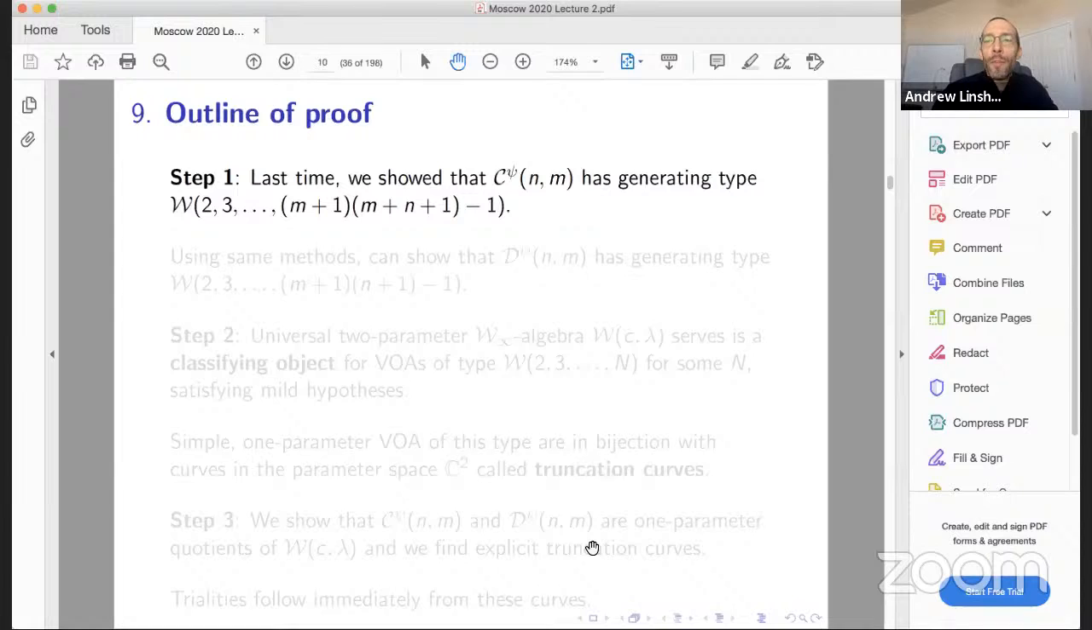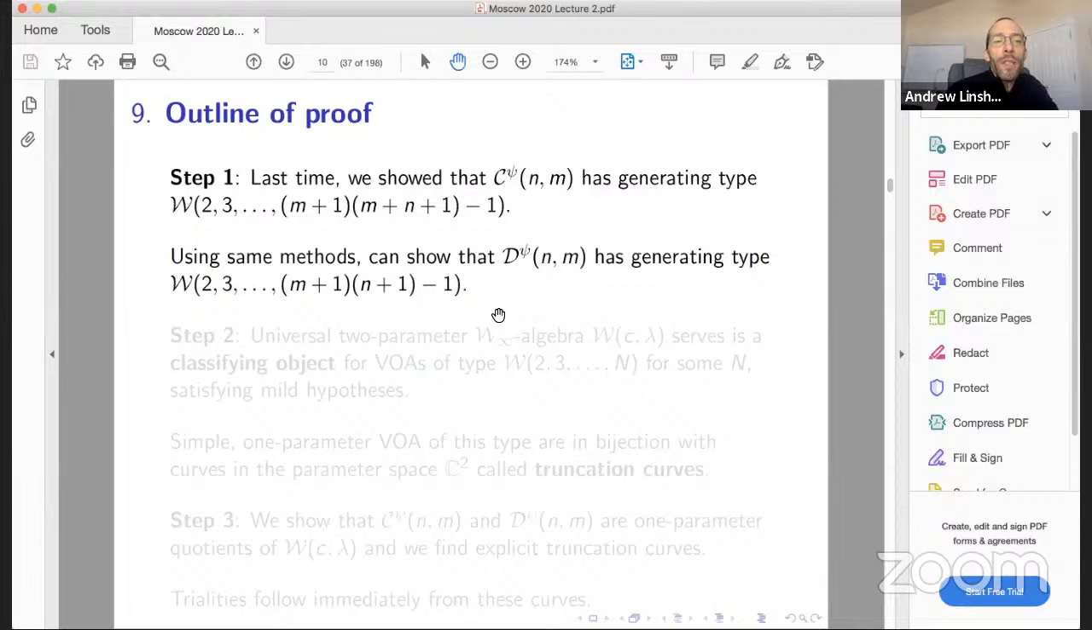Okay, so I'm going to break this proof up into three steps. The first step is based on the discussion in my talk last time of determining strong generating types of affine cosets using invariant theory and the vertex algebra Hilbert theorem. So last time we showed that C psi nm was of strong generating type W 2, 3, up to n plus m minus 1. That means there's one field in each of these weights that closes under OPE. They close non-linearly, but they're strong generators in the sense that they close under OPE. How did we do this? We passed to some limit, which was a free field algebra. We used invariant theory, and then we argued that we could pass from the limit to the one-parameter family, and the generating type remains the same.